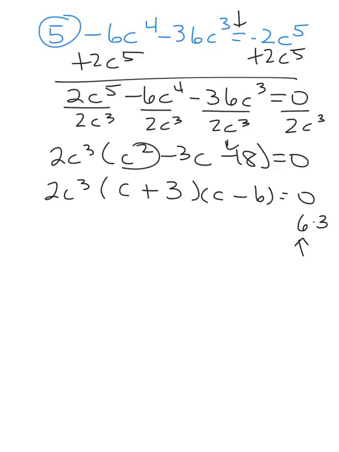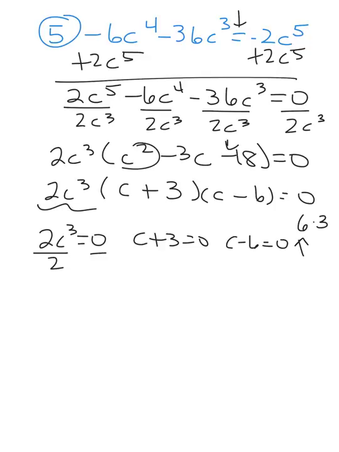Because I have a variable in my first monomial, I can set that equal to 0. And then I have c plus 3 is equal to 0, or c minus 6 is equal to 0. Divide everything by 2, and I have c cubed is equal to 0. Now we haven't done this yet. We haven't done square roots yet or cube roots, but I do know that c to the 3rd means I'm going to take a value and multiply it 3 times, and my answer is going to be 0. So I know that c has to be equal to 0. That's the only way I'm going to be able to do that.